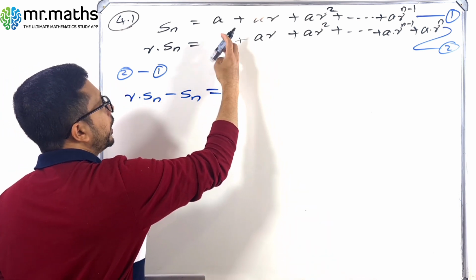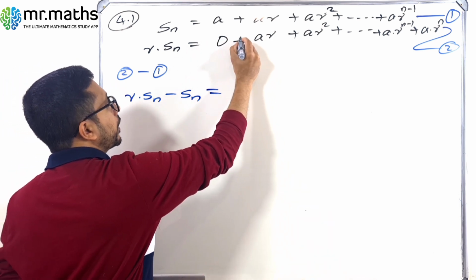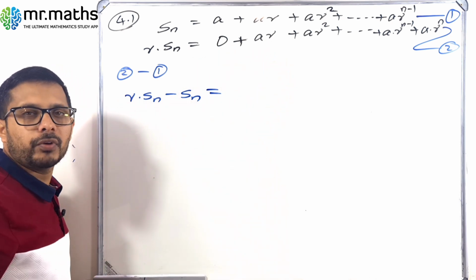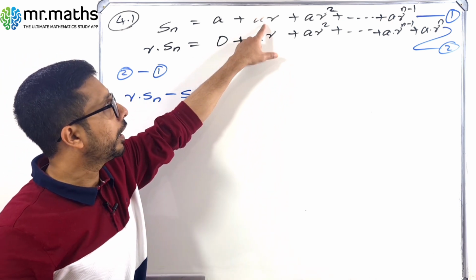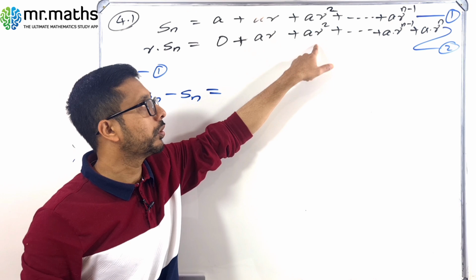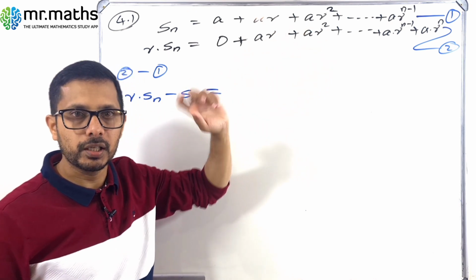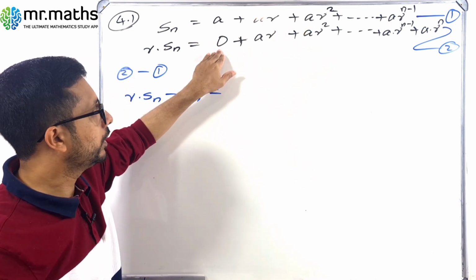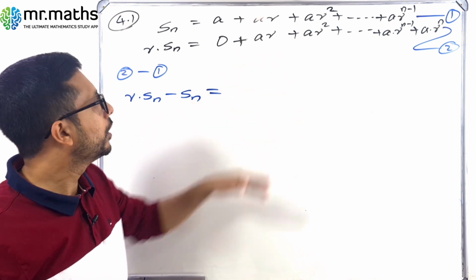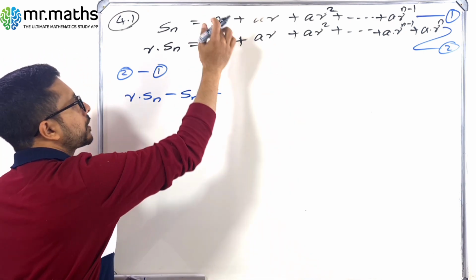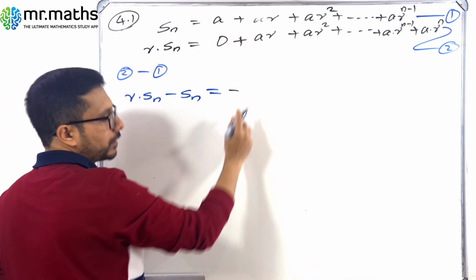So I can write a plus 0 here. Am I right? 0 plus ar. Why I wrote it like this? Because I want this ar squared on the same position. That is why instead of writing starting here, I wrote it here. So what is 0 minus a? That is minus a. Am I right?